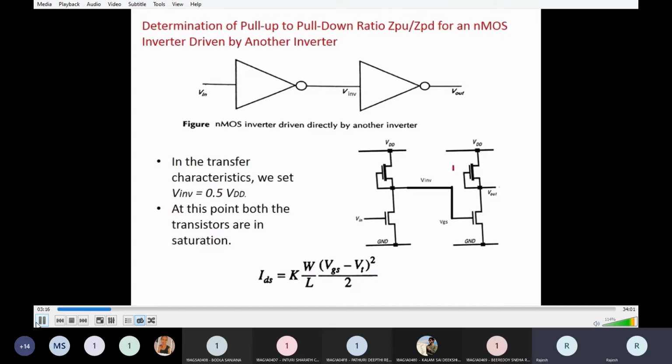And whenever these two transistors are in saturation, nothing but these two are fully on, in that case maximum amount of current flows through these transistors and the current remains the same. Why? Because these two transistors are in series. That's why the current remains the same. Now you have to write down current equations for this depletion mode and enhancement mode MOSFETs, and since the current remains the same, you have to equate those two expressions and derive the pull up to pull down ratio. Okay, that is the procedure.